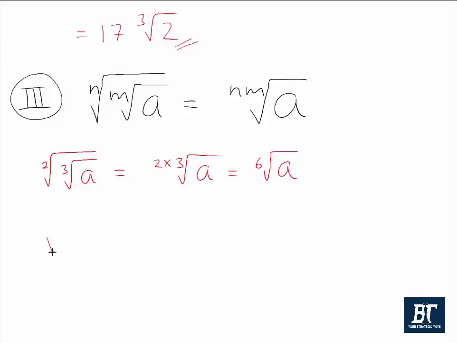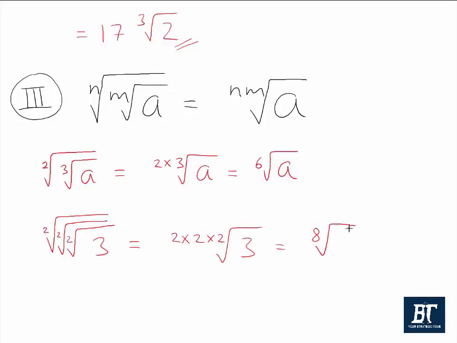So another example, root of root of root of 3 is equals to, so do you realize the orders here are 2, 2 and 2, because square root means second order. So this is 2 multiplied by 2 multiplied by 2 root 3. So this will give you 8th root of 3 and so on. So let's move to the next property.